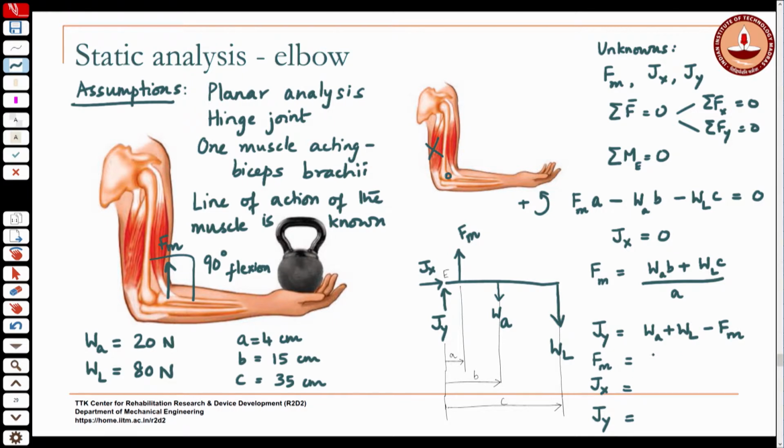Anybody? 75 newtons. Jx is 0, we found that, and Jy is minus 675. Minus 675 newtons. That means it is acting in the opposite direction.